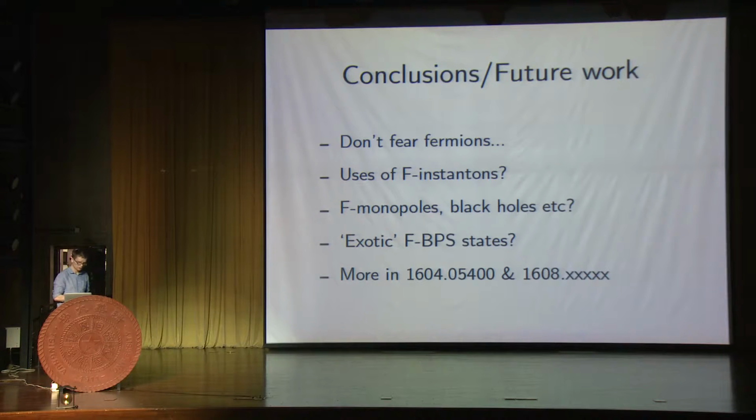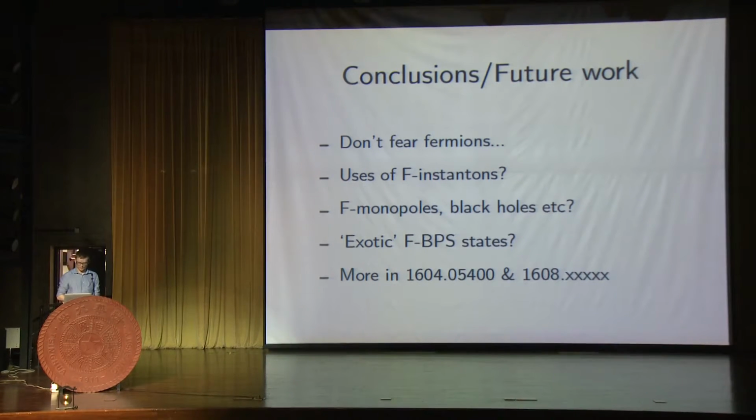Okay, so some conclusions and future work. The take-home message is don't fear fermions. Some things to look at: uses of these instanton solutions, possible generalizations to monopoles, black holes that have some non-trivial fermionic aspect, exotic BPS states. I don't really have time to explain that, but if you want to know, you can come and ask me, and you can read all about it in this, and hopefully soon this.